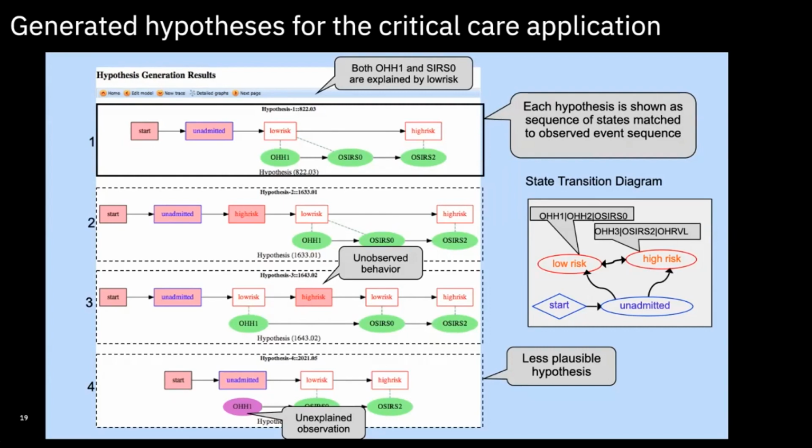Each hypothesis is shown as a sequence of states matched to the observed event sequence. The first 3 hypotheses explain all observations. The last one doesn't explain the first observation, that's shown in purple. A lot more can be said on this application and LTS++. I would just say that while I showed the healthcare example, we've worked on a number of different applications within this framework. And in particular, as I said before, Octavian will talk about the malware detection application in the tools section of this tutorial.